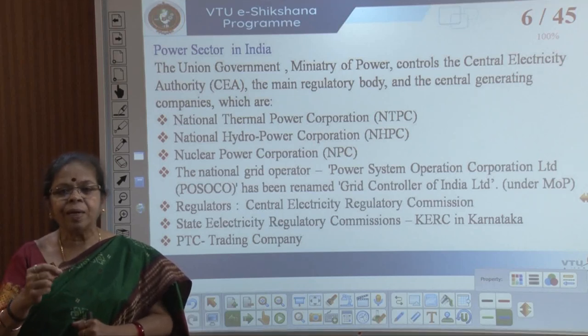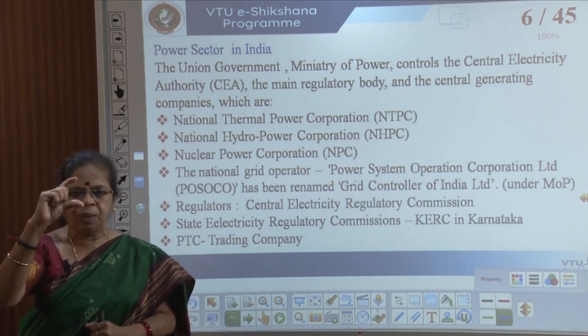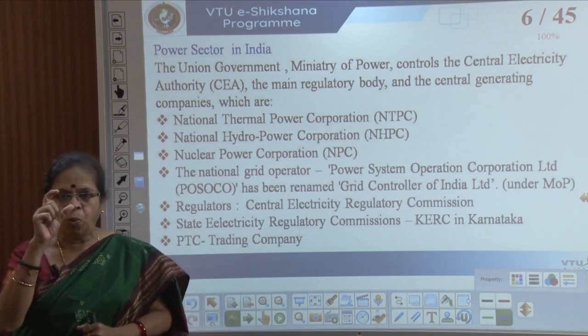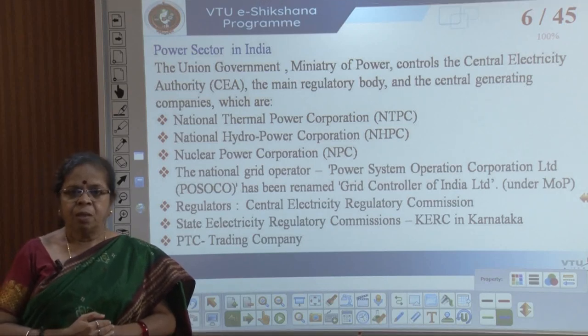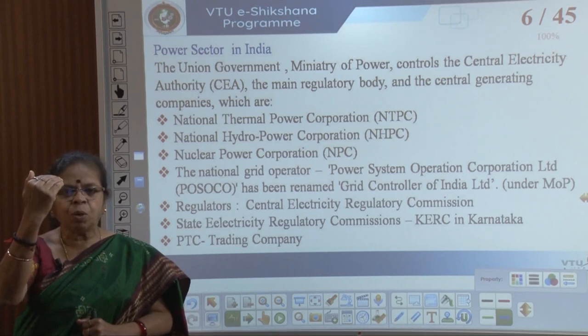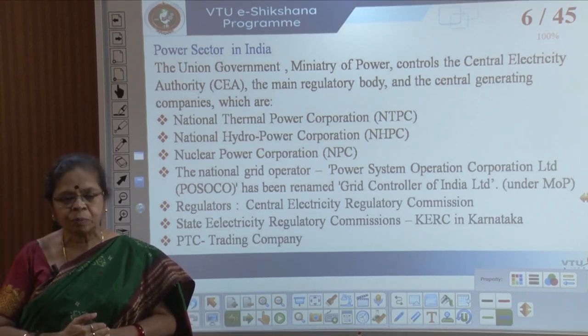That's called the grid code. So, you have to operate the voltages within this range. You have to keep the frequency within this range. You can't have more deviation. So, the quality of the system should be this much. This is the maximum the voltage can fall below the prescribed level, and so on and so forth.